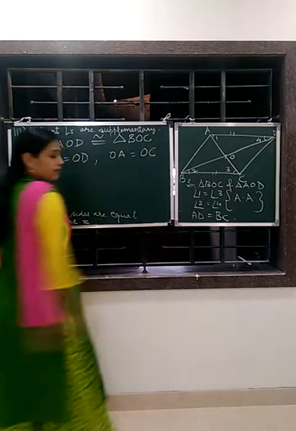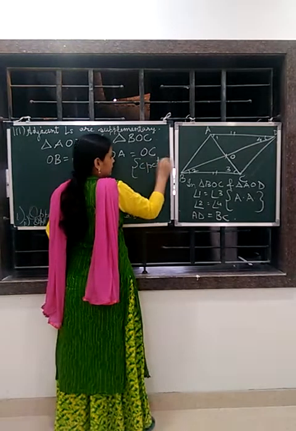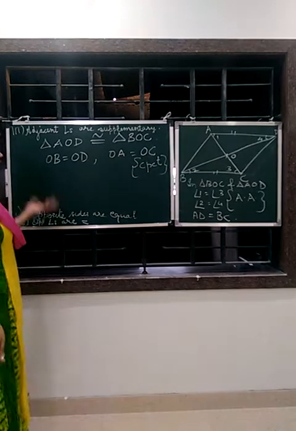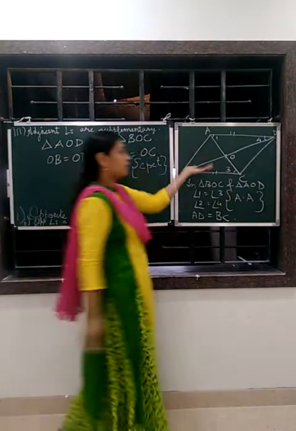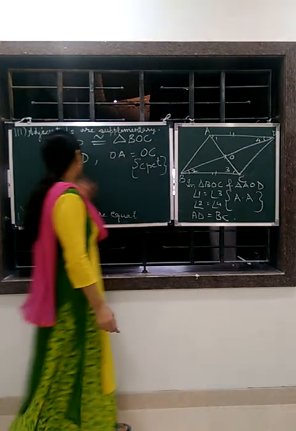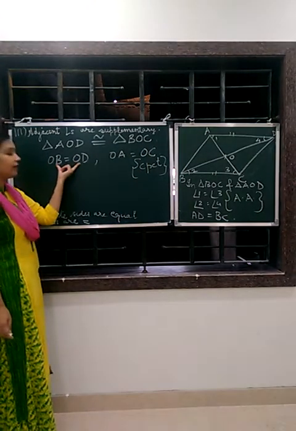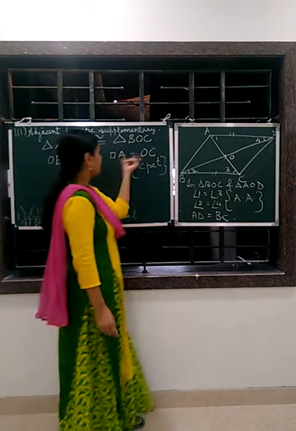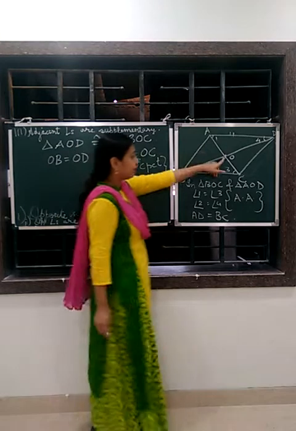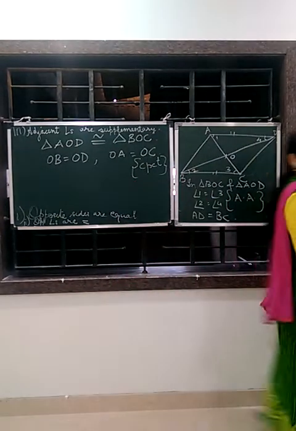That is by which property? By this property only, that is CPCT, that is congruent parts of congruent triangles. Yes, we write now CPCT, since the triangles are congruent, the other parts of the congruent triangles are the same. Now you can see O is common here, that means O is a point in between BD. Similarly, O is common here, that means OC is bisecting OD.